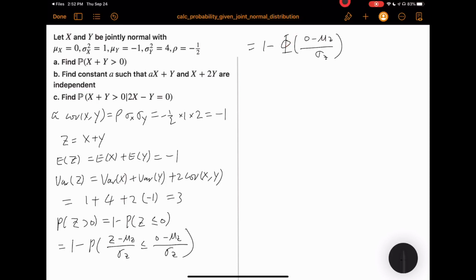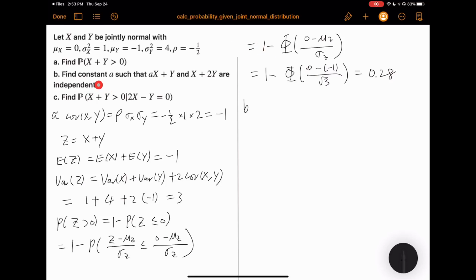the distribution function of the standard normal. So this is equal to 1 minus, and we just calculate: mu z is -1, so this is 0 minus -1, and sigma z is the square root of 3 because the variance of z is 3. So this is equal to 0.28.